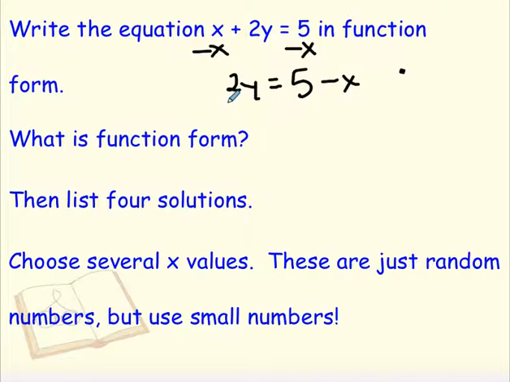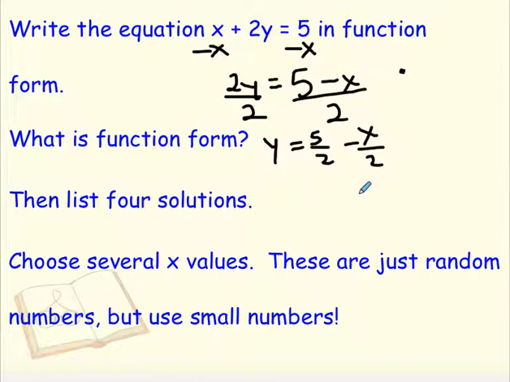So once we do that, we still have to get y alone, and we divide by 2. We have to divide everything by 2, so that we get y equals 5 divided by 2 minus x divided by 2. So we have gotten y alone.